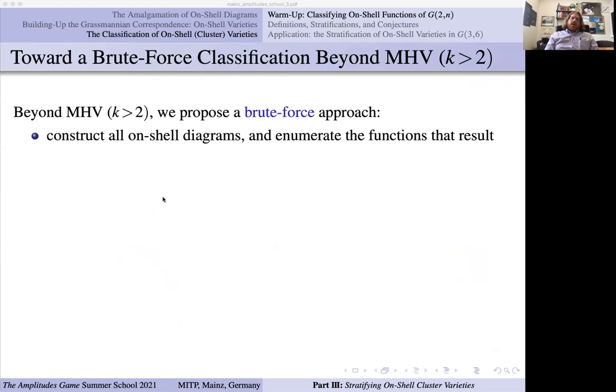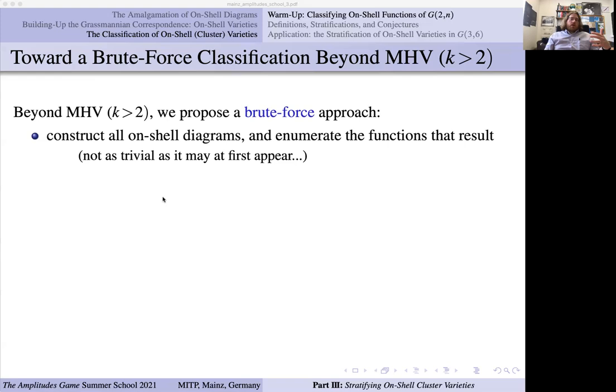The basic idea should be kind of clear. If you want to understand this classification of these on-shell functions that you can get for more general, for k equals three or something like that, why don't you just draw every single diagram you can draw? So every one that's possibly reduced, check how many of them are reduced and see how many of them are different. Okay, well, good luck. It's not as trivial as it may appear at first. And the first reason is, well, maybe trivial, but it's a serious one, which is that even for k equals three, n equals six, which is the first case, we're talking about like 17 million different diagrams that you can draw that are all possibly reduced.